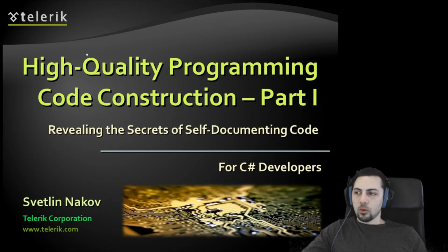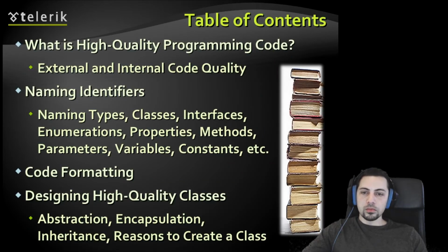Okay, so we're going to move into another chapter of the book now. And this is sort of advice from me to you on ways to make your code easier to deal with. It's called high quality programming code construction, high quality practices that you can use to make your code easier to debug, easier to maintain, and easier for other people to maintain after you.